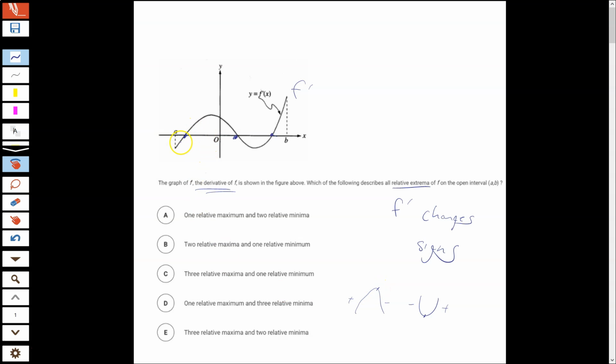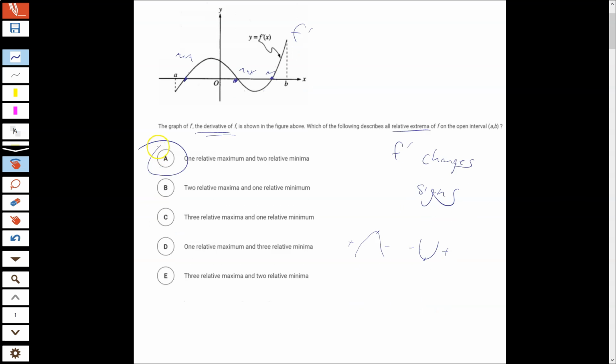Okay, so this first point, the derivative is negative and then positive. So that is a minimum. Then the second point, the derivative is positive and then negative. So that is a max. And then another min here because the derivative is negative and then positive. So we have two minimums, one maximum. Let's find that one. That is choice A. Okay, so same idea as the Delta Math. We're just getting a bigger variety of questions to make things a little more interesting here.